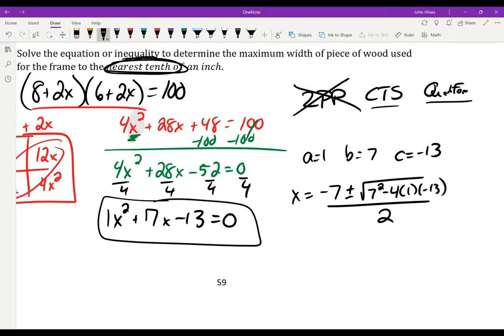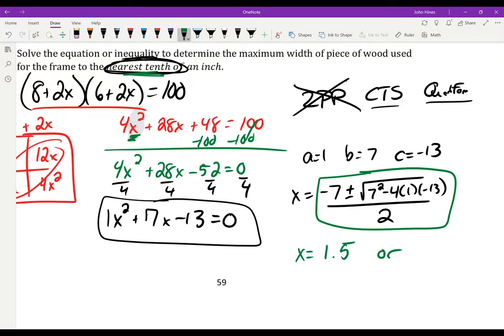And here's the awesome part. Round it to the nearest tenth. I am literally going to type this entire thing into my calculator because it wants me to have a rounded answer. So here we go. Alpha y equals enter. Negative 7 plus, I'll hold the calculator close so you can hear me pressing the buttons. The square root of 7 squared minus 4 times 1 times negative 13, over 2. Tenth is one place, 1.5.